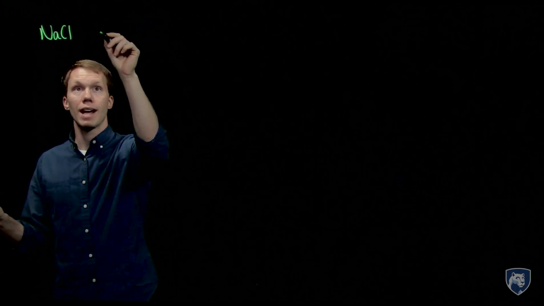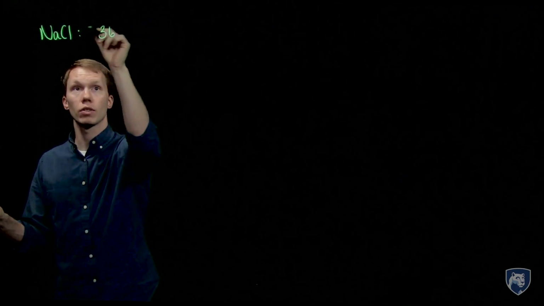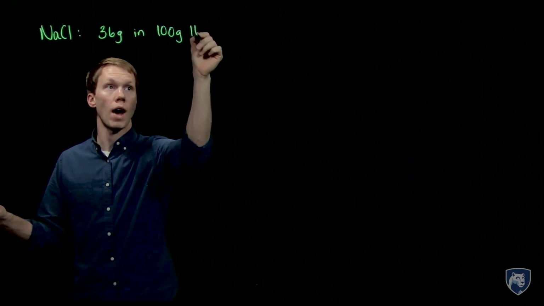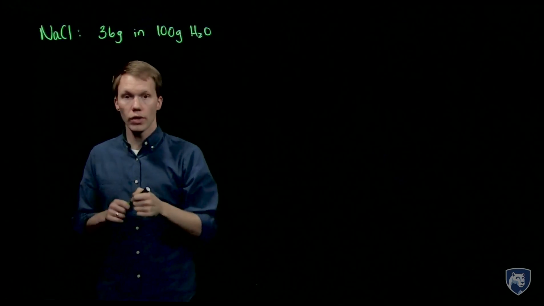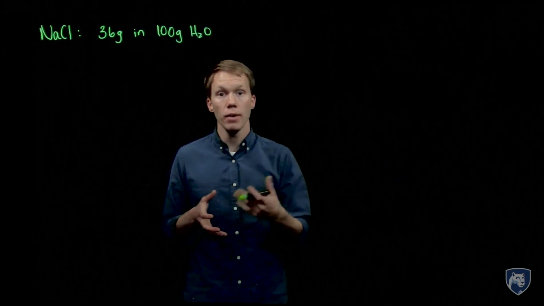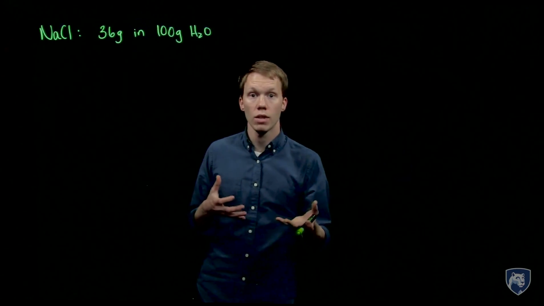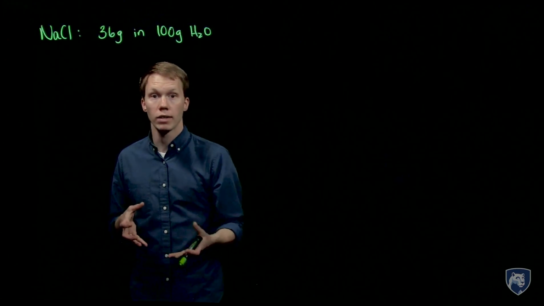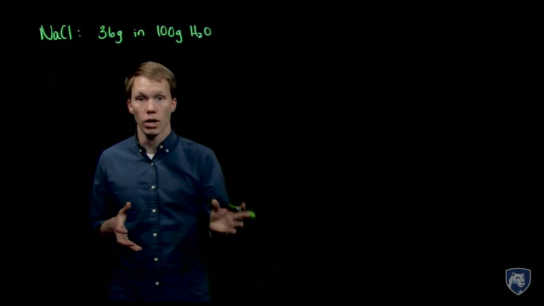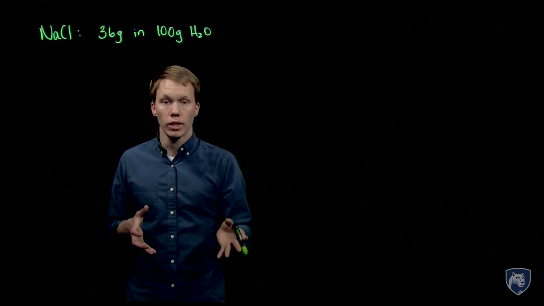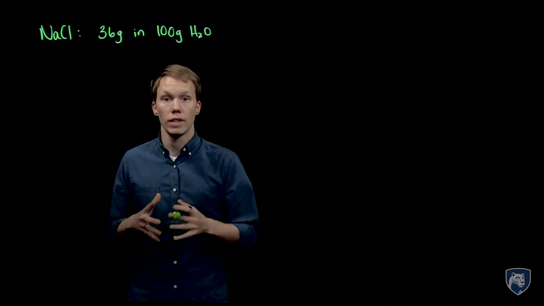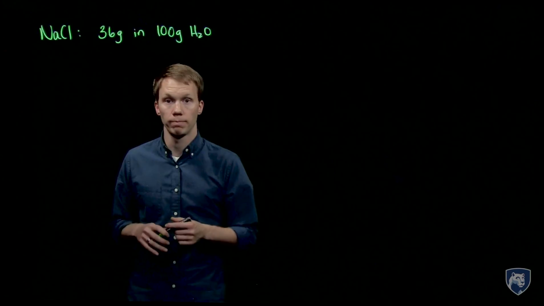So sodium chloride has a solubility of 36 grams in 100 grams of water. So if I took 36 grams of that solid sodium chloride and put it into 100 grams, which is 100 milliliters of water, since the density of water is 1 gram per milliliter, the mass and the volume are similar here. So if I took 36 grams, it would completely dissolve in 100 grams of water.